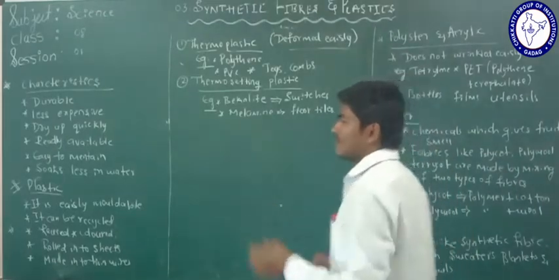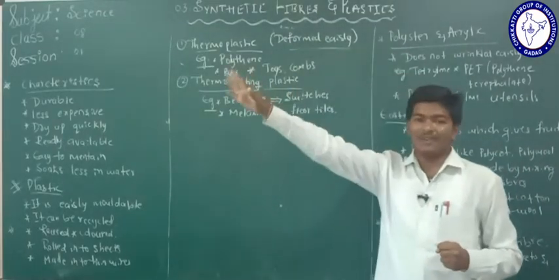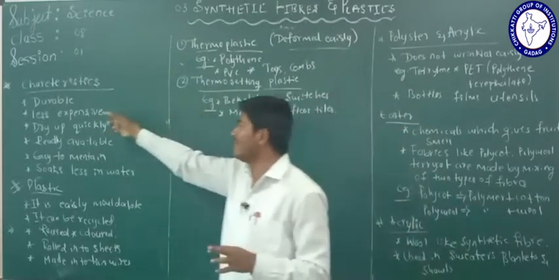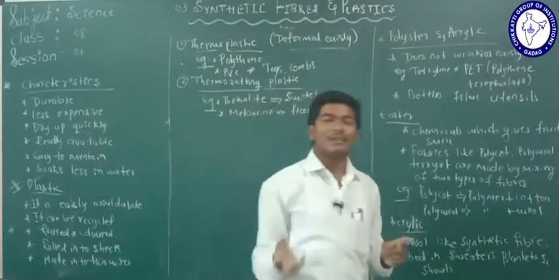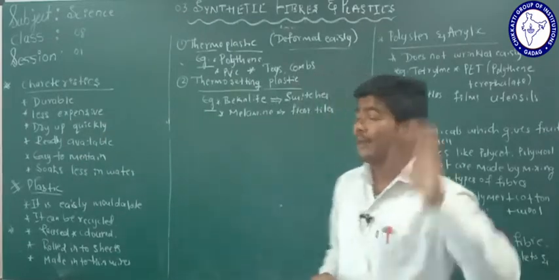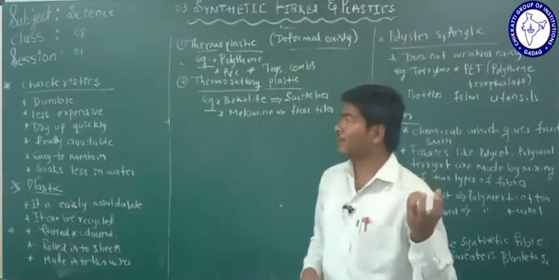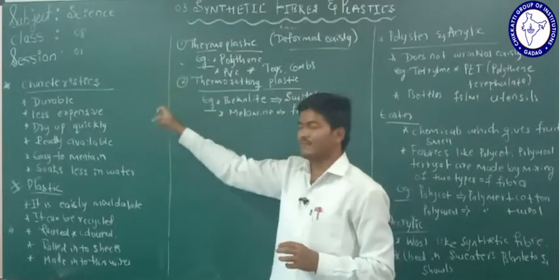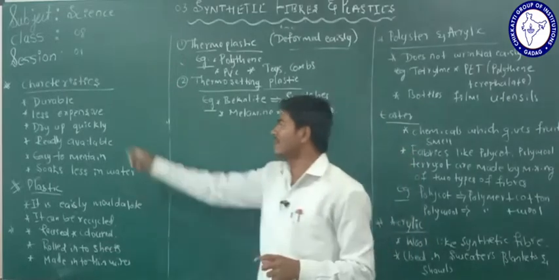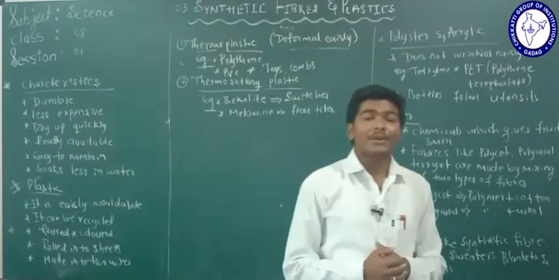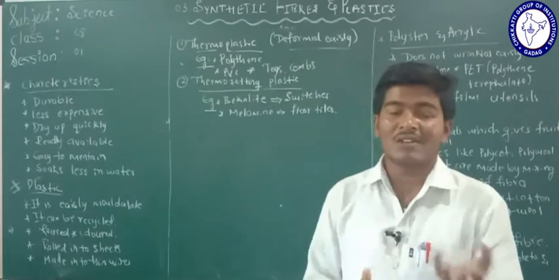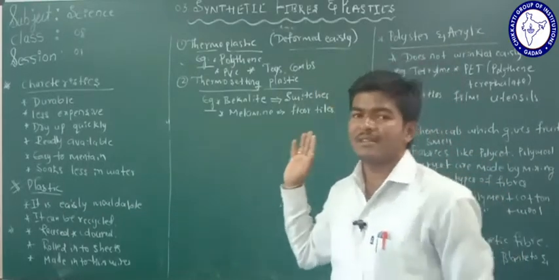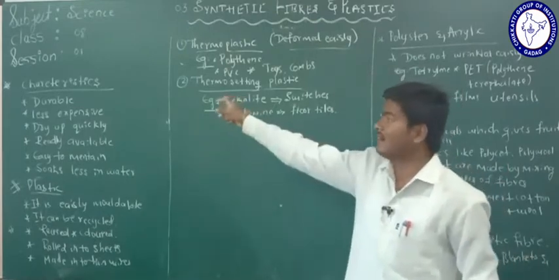So man replaces natural fibers with synthetic fibers. Why? Because of their characteristics. First one, they are durable. They are much more durable than natural fibers. That's why man replaces natural fibers with synthetic fibers. Another characteristic is that they are less expensive. Compared to natural fibers, synthetic fibers cost a very small price. Have you understood? Therefore, synthetic fibers replace natural fibers.